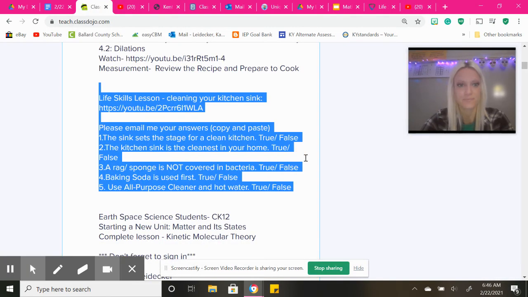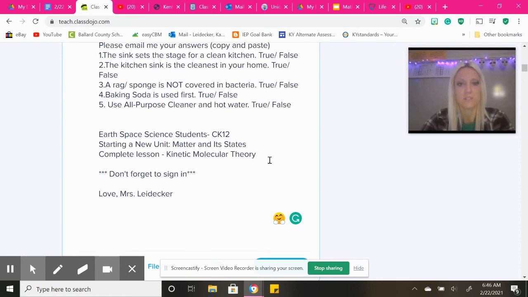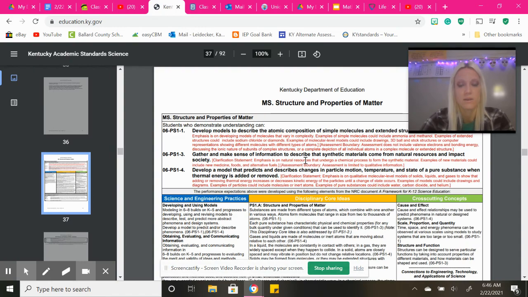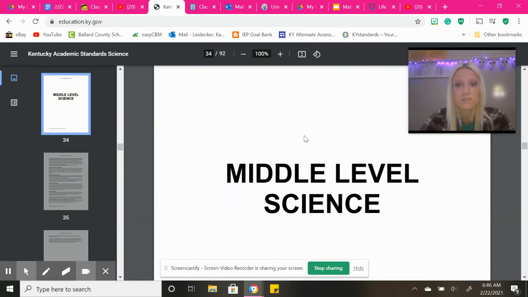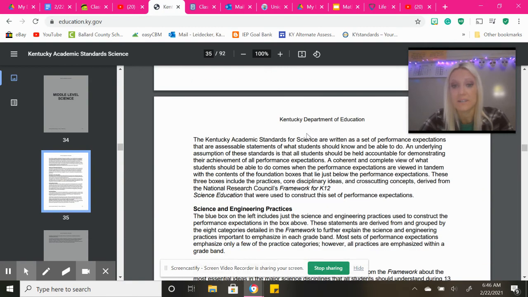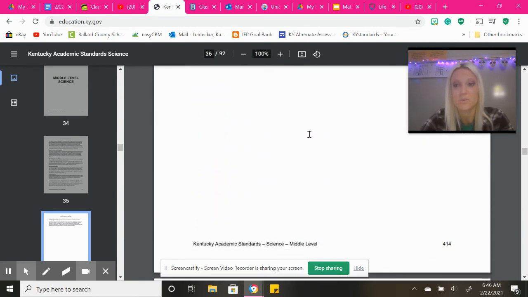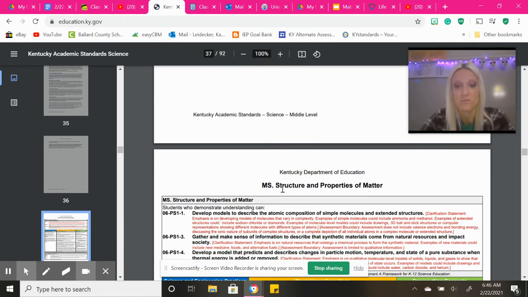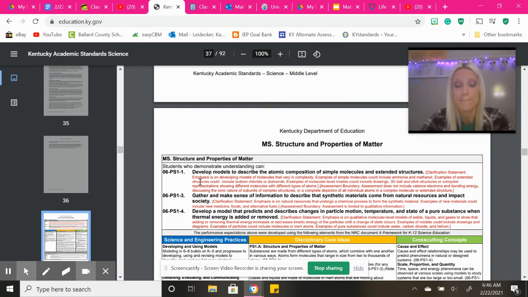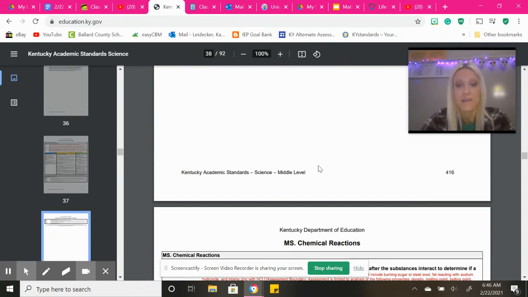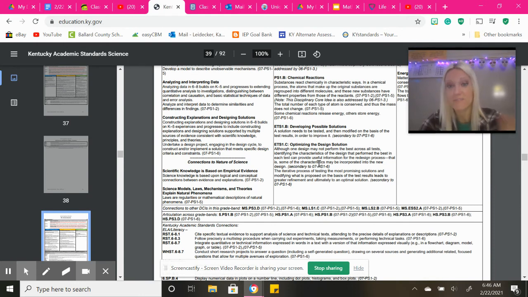Now, my Earth Space Science students, I am pulling this up to show you. Here are my middle school students. This is middle school. These are the standards that we are supposed to be teaching here in Kentucky, that I am teaching you, that I found on CK12. So structures and properties of matter. Everything we learn, it carries on, and it just gets a little bit harder every year.